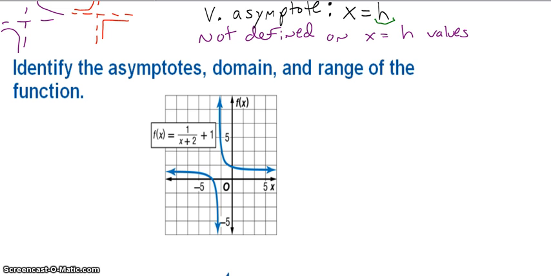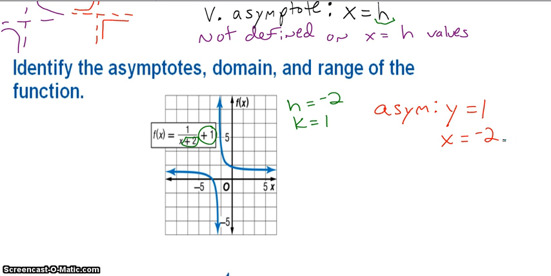So if I had a graph and I just wanted to identify the asymptotes, domain, and range, I'm looking and I see an h value of -2, a k value of 1. So I know my asymptotes are going to be y equals 1, since y equals our k value, and x equals -2, since x equals our h value. And then my domain and range. Domain is everything that is not equal to our -2 from our asymptote. And our range is going to be everything except our asymptote again, which in this case is 1.